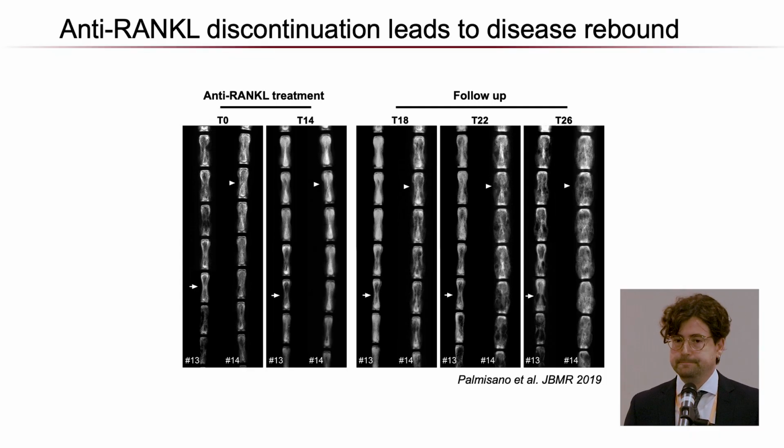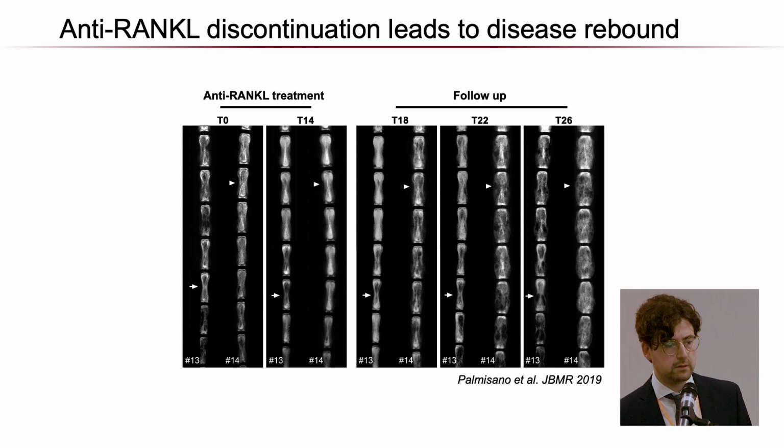However, the problem with the anti-RANK ligand treatment is its discontinuation because it leads to disease rebound, and this was true also in the mouse, where after 1 month from the interruption of the treatment, we could see new lytic lesion formation, and with a rebound of osteoclastogenesis on a tissue level.